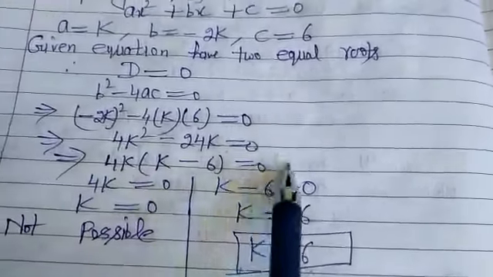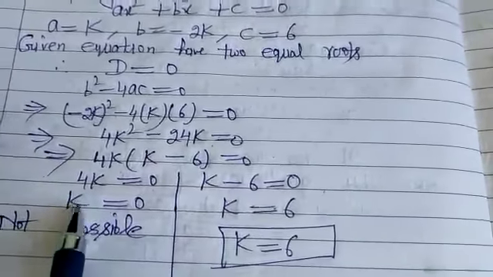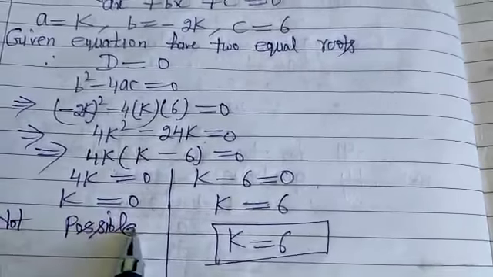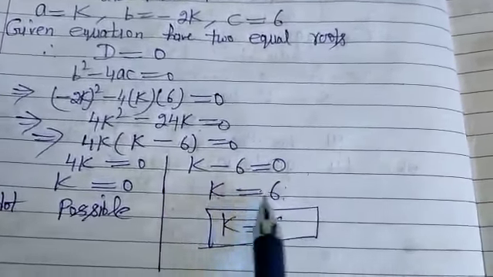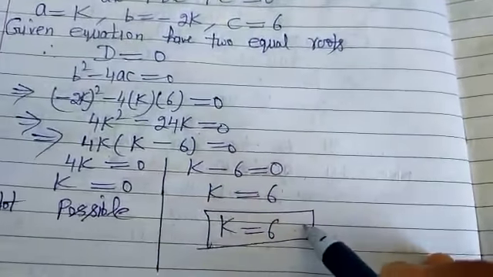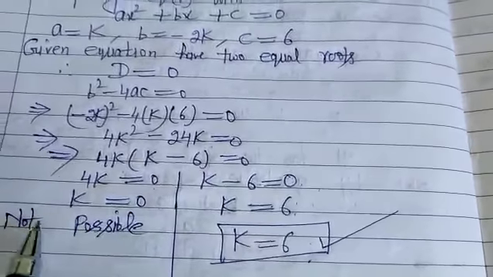Now the product of two terms is equal to 0. It means either the first term is equal to 0 or the second term is equal to 0. So from here it is coming k is equal to 0 upon 4, that is 0. And from k minus 6 is equal to 0, the value of k is coming 6. But my answer is k is equal to 6. K is equal to 0 is not possible here.